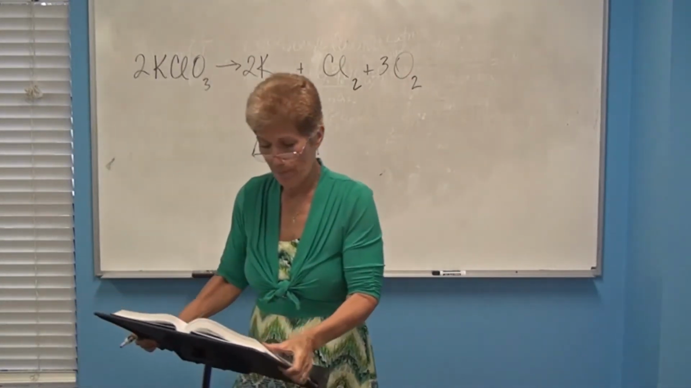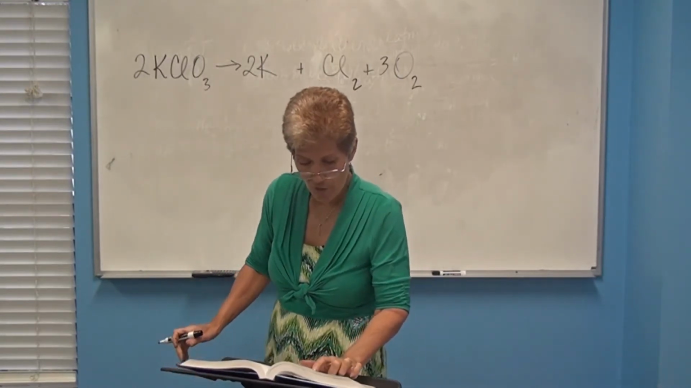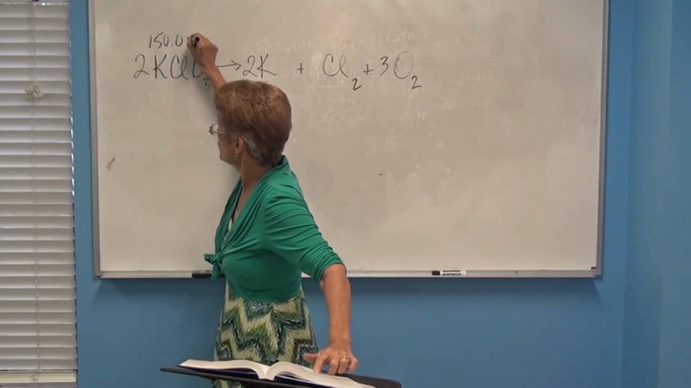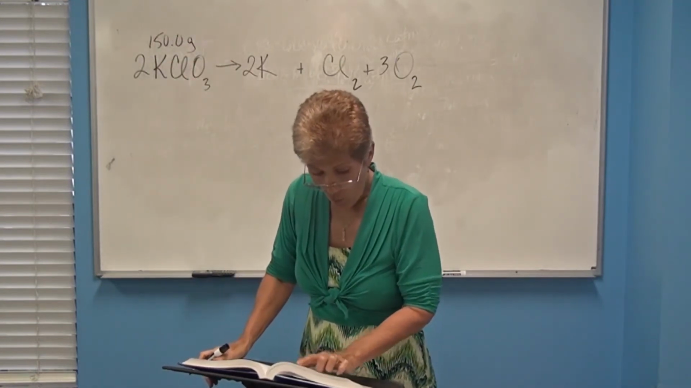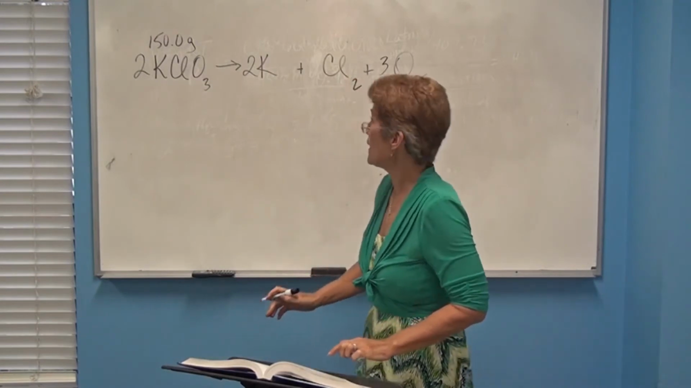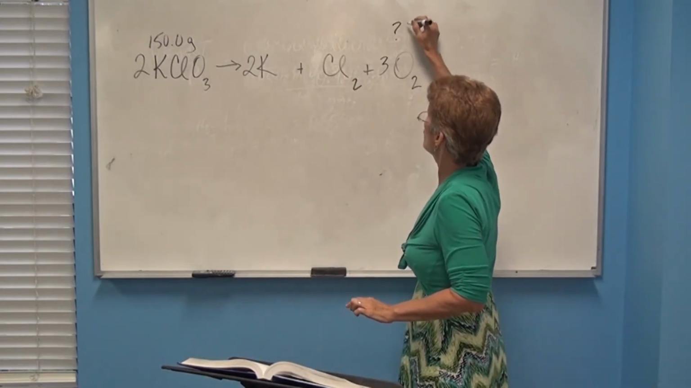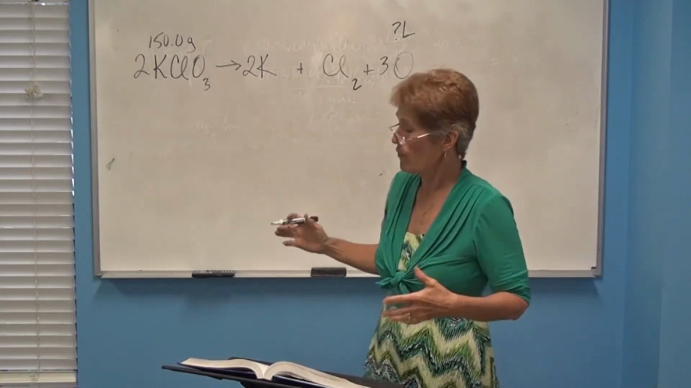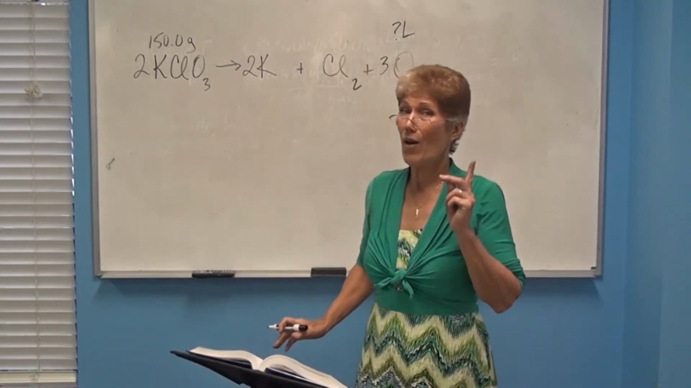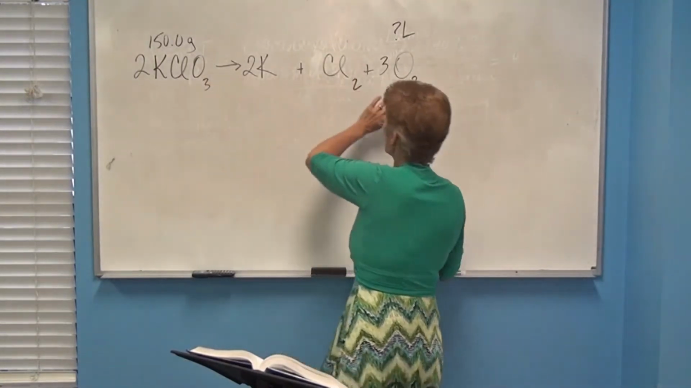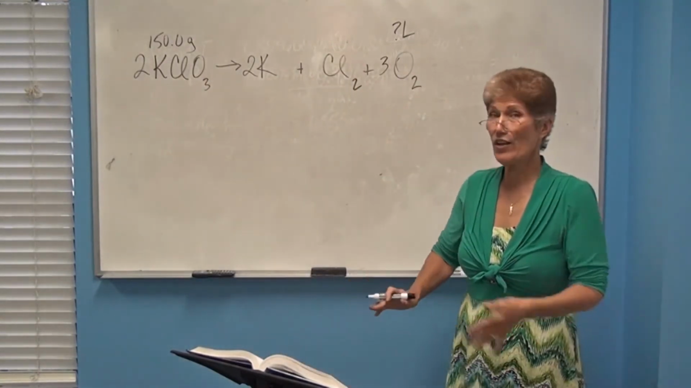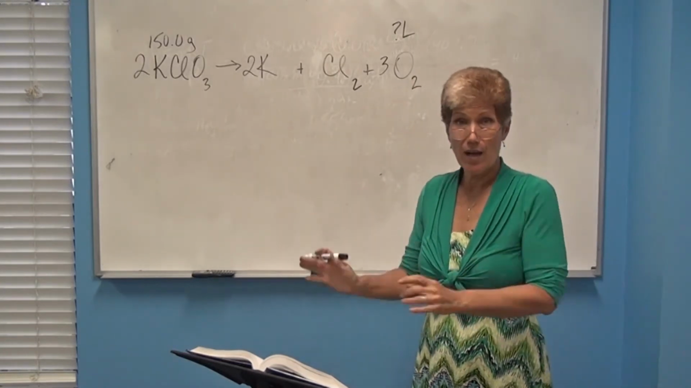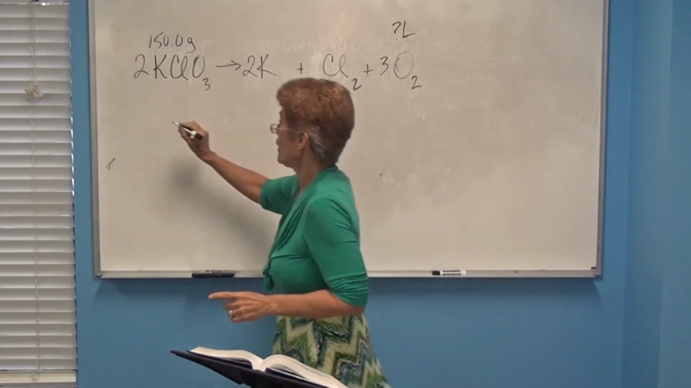Let's go back to the problem. We have the decomposition. We have 150 grams being decomposed. What volume of oxygen is made at STP? Wants to know the volume, so I'm going to put liters there. Now, what is the only way we have to get from here to here? Moles. I don't care what he's asking for. You've got to use moles to get from one place to the other in a balanced chemical equation. So we're going to go to moles first.